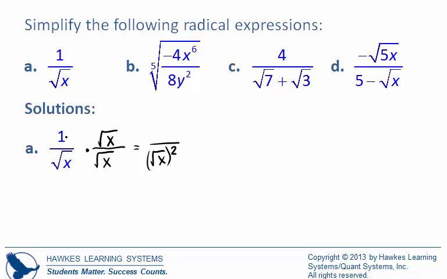If I multiply on the top 1 times the square root of x, I get the square root of x. Remember that there is an understood 2 here as well on the outside for the square root. And so when we take the square root of something that is squared, then we end up simply getting x. The numerator stays as the square root of x. So our expression simplifies to the square root of x divided by x. Let's look at part B.